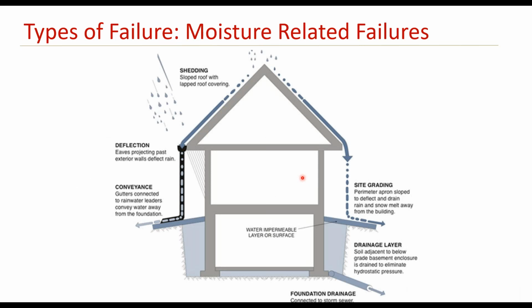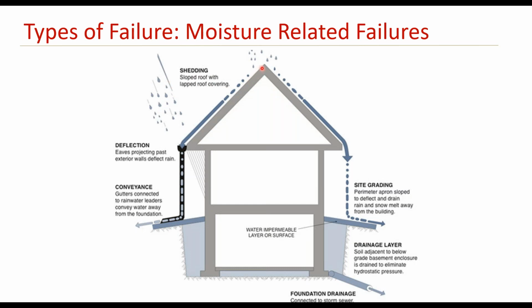Let's take a deeper look at each type of failure, and we start with the moisture related failures. Let's first view how a properly functioning building envelope would perform in protecting the building from the moisture effects. Let's consider a rainy day, and it starts raining. We have the shedding action by the roof, which is protecting the interior of the building from the rain.